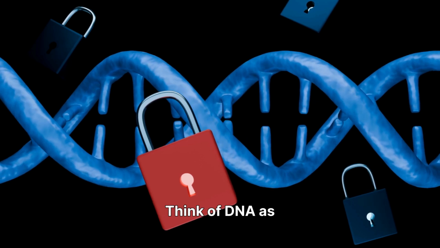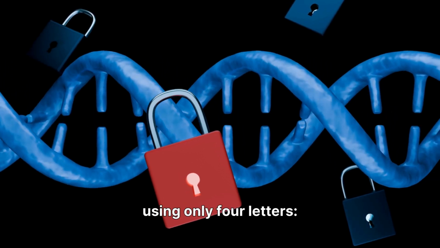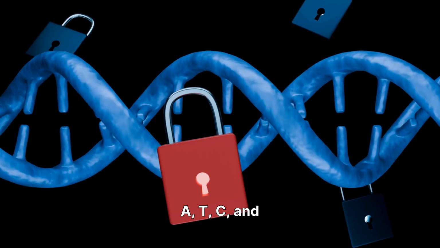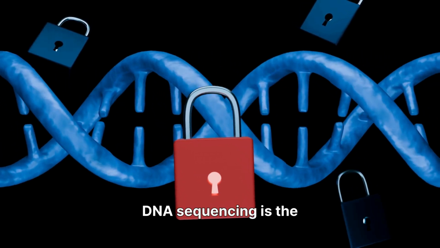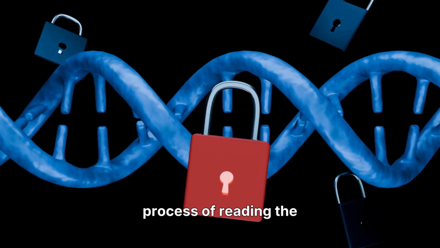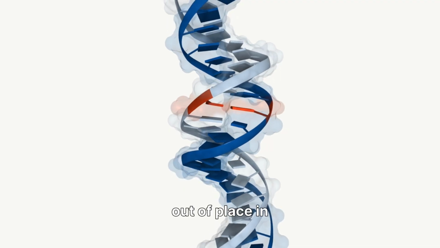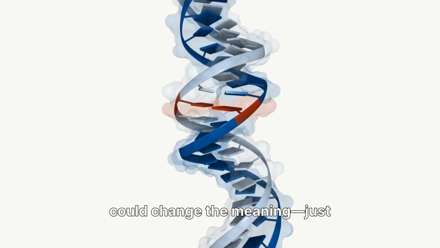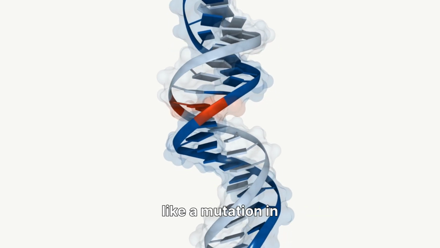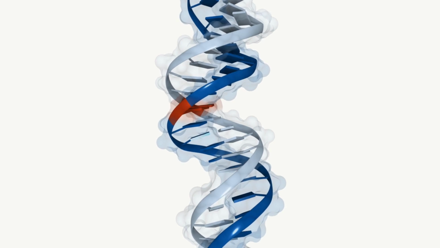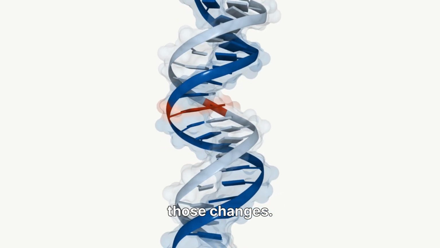Think of DNA as a massive book written using only four letters: A, T, C, and G. DNA sequencing is the process of reading the entire book, page by page. If one letter is out of place in a critical word, it could change the meaning, just like a mutation in DNA may cause a disorder. Sequencing helps us identify those changes.